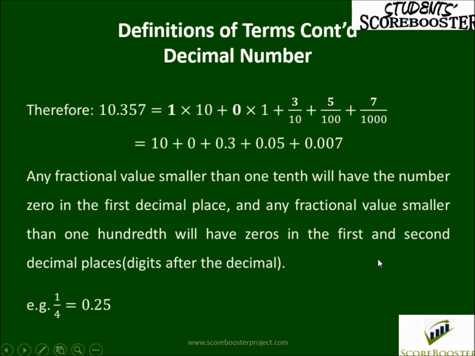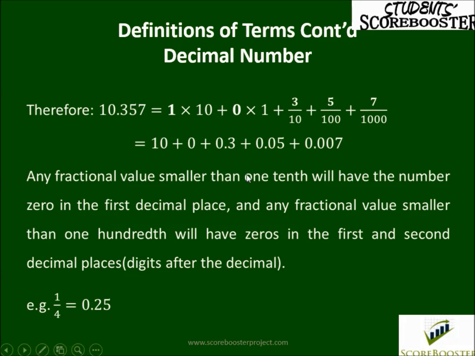Any fractional value smaller than 1/10 will have the number 0 in the first decimal place. Here, this 0.05 is less than 0.1. As you can see, this other one is greater than 0.1, so you don't have 0 after the decimal point. Here you have 0 after the decimal point, in the first decimal place. The first digit after the decimal point is the first decimal place, the second after the decimal point is the second decimal place, and so on.